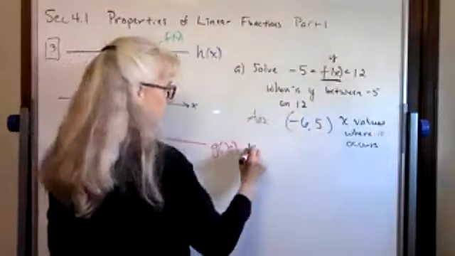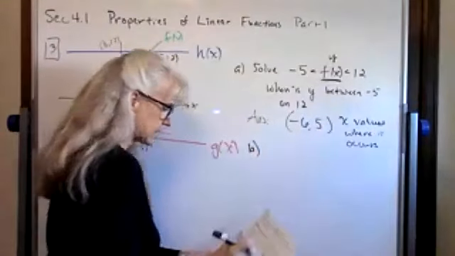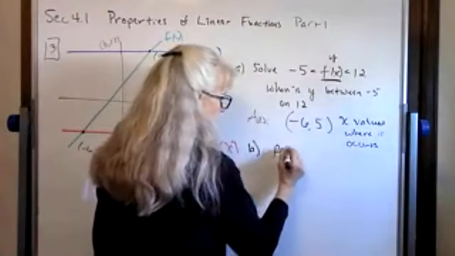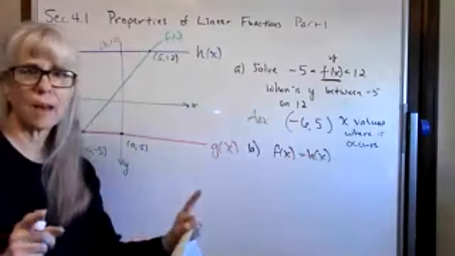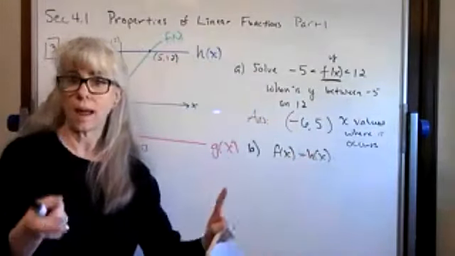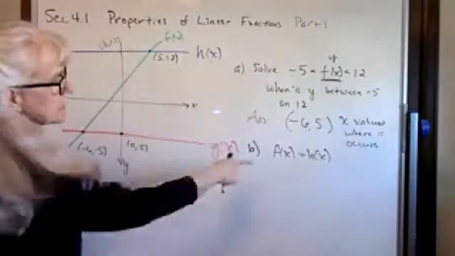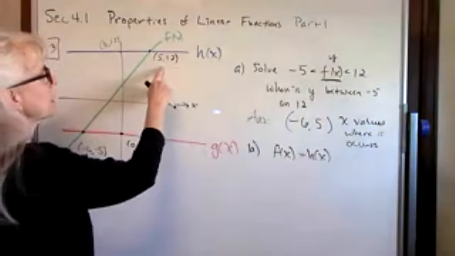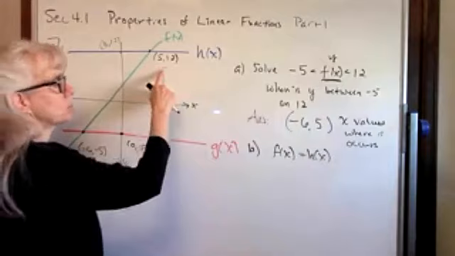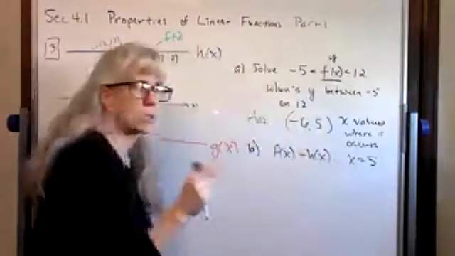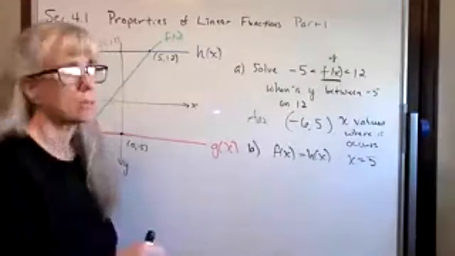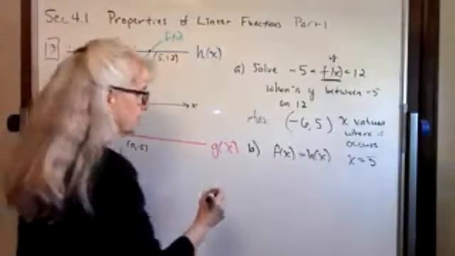straightforward. Part B on that problem is asking us to solve f of x is equal to h of x. So we need our y values for f and our y value for h to be the same number. They're asking me where f and h cross. Well, f and h are crossing up here at this point (5, 12). So the answer is x equals 5. Again, we already know the y value is 12. It's equal for both of them. So the answer is just the x value.